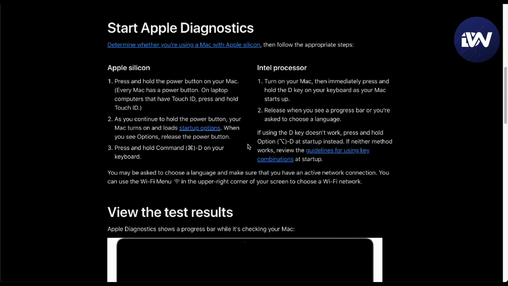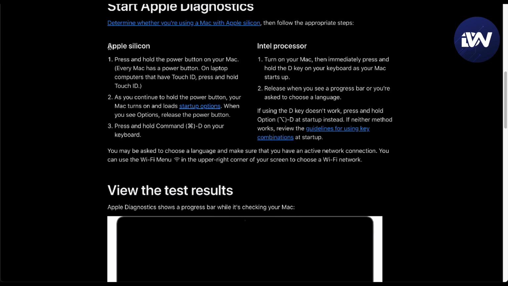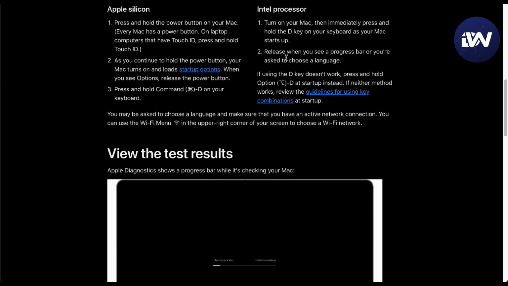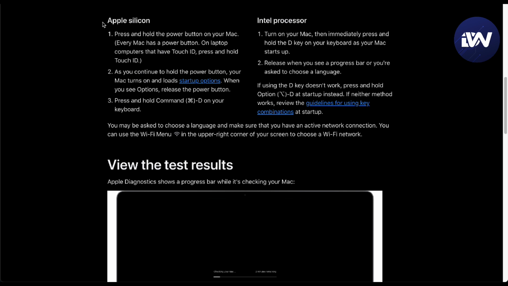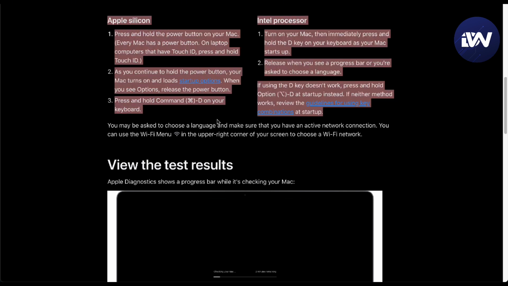So here we have a guide with Apple Support, and as you can see right here, you can check your Apple Silicon. If you're using an M series chip, you could use this method. If you're using an Intel processor chip, you can also use this. So everyone should have an Apple Silicon chip by now.